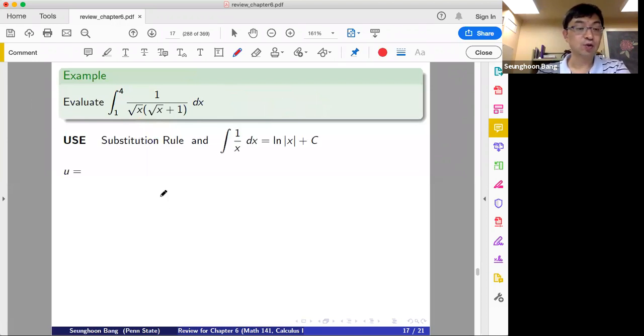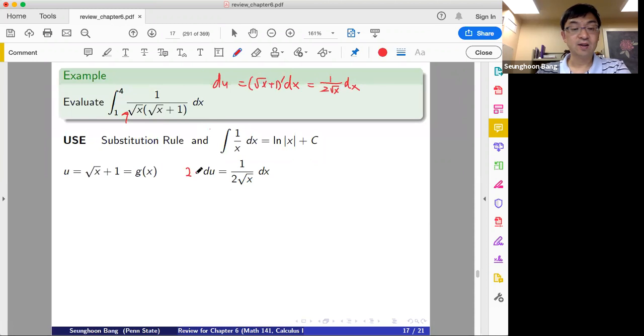So you can use these two kinds of things. Use what? Here, root x plus 1. What is du? The square root of x plus 1 prime is 1 over 2 root x. The du is here. du is the root x plus 1 prime dx. The root x prime is 1 over 2 root x and dx. So we have it. Next, this one doesn't have a 2. You can multiply both sides by 2. 2 is crossed out. 2 du equals 1 over root x dx.